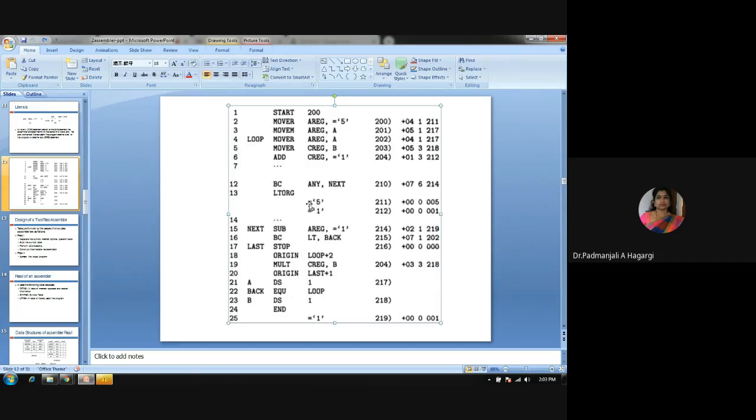LT means literal origins. So its value is 0.